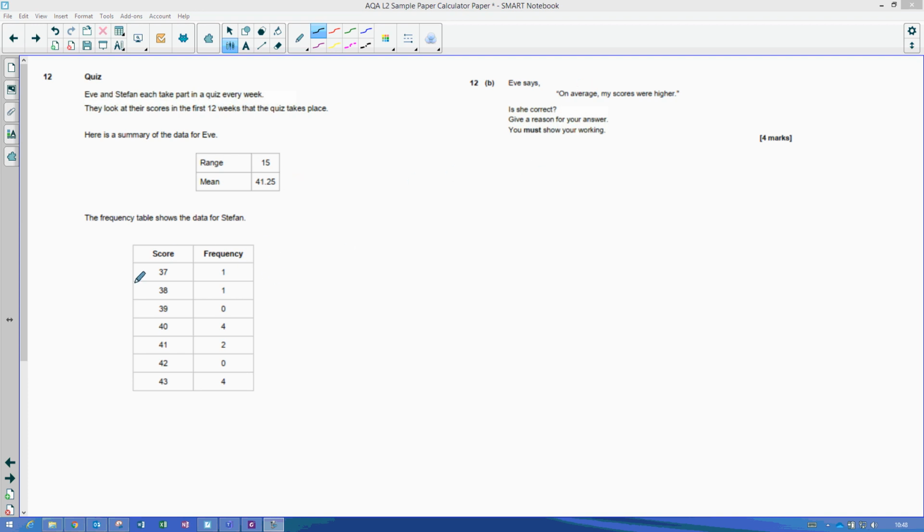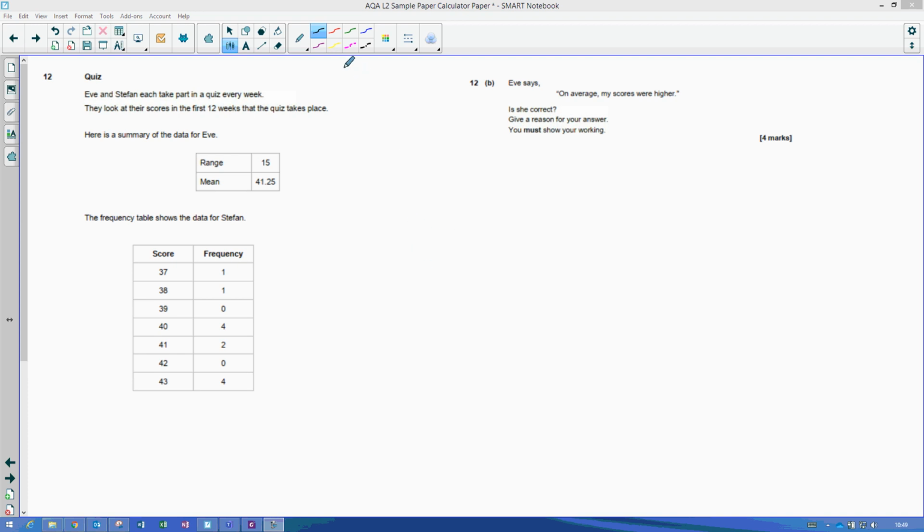So what we need to do is work out Stefan's average score. I'm talking about the mean average. There's no point in working out the mode or the median for these and then trying to compare it with Eve's mean. We need the mean average for Stefan. Now, normally for the mean, you add up the scores and you divide by the number you've got.